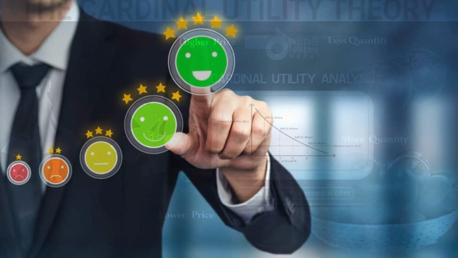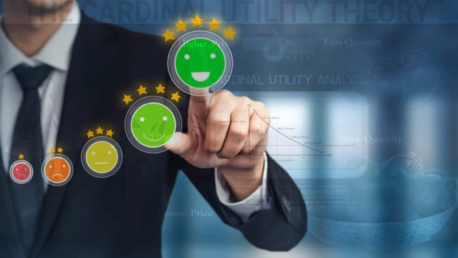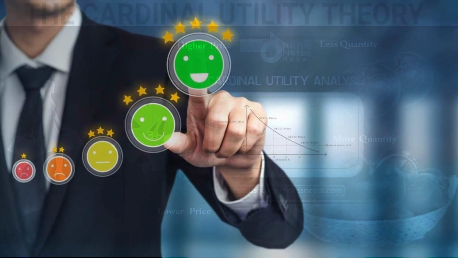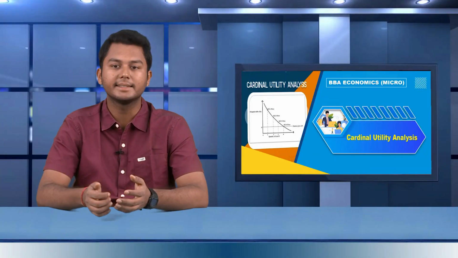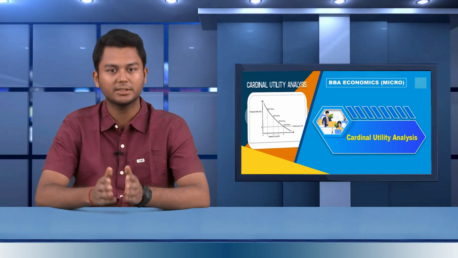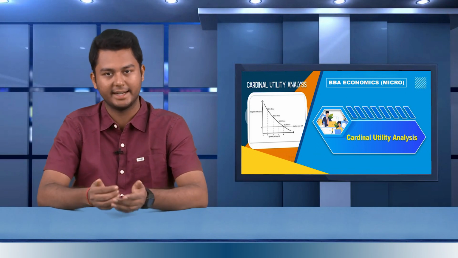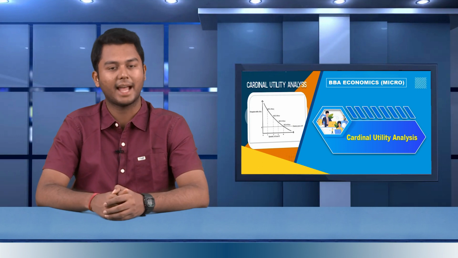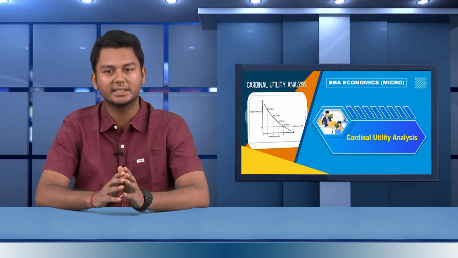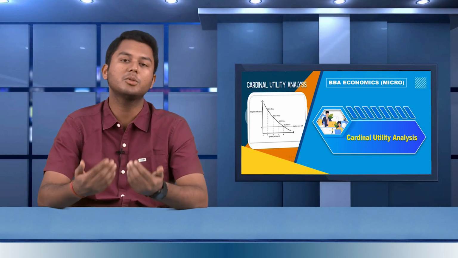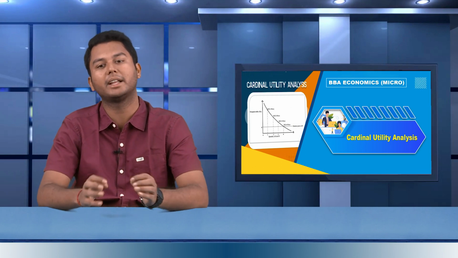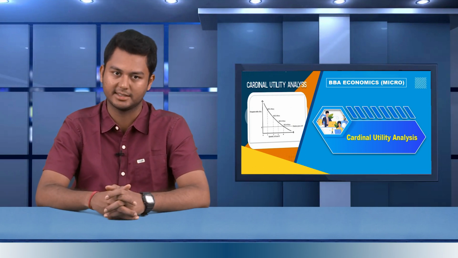First, it assumes consumers are perfectly rational and always try to maximize their satisfaction. Secondly, it assumes that utilities from different goods can be added together. If an apple gives 10 units and an orange gives 15 units, consuming both will give you exactly 25 units of total satisfaction.